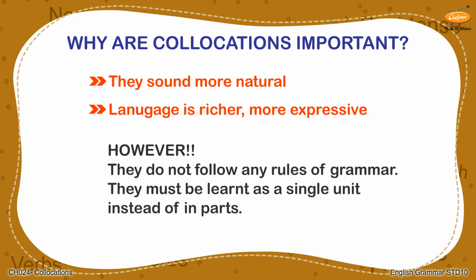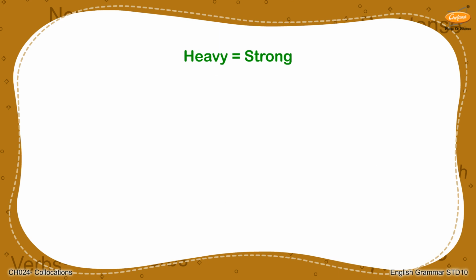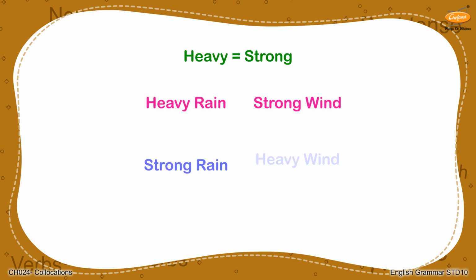However, they usually do not follow any particular grammatical structure or logic, which is why when we learn collocations, we must learn the group of words as a single unit instead of looking at what each word means individually. This is why, even though heavy and strong roughly mean the same thing, when it comes to rains and wind, we say heavy rains and strong winds, never strong rains and heavy winds. The second set doesn't sound natural at all.